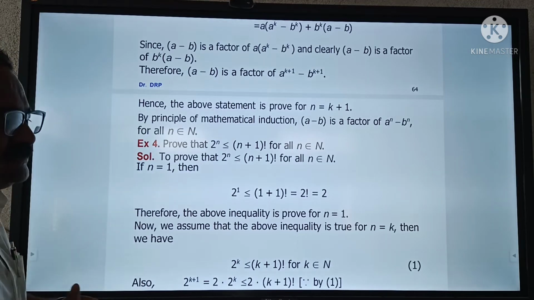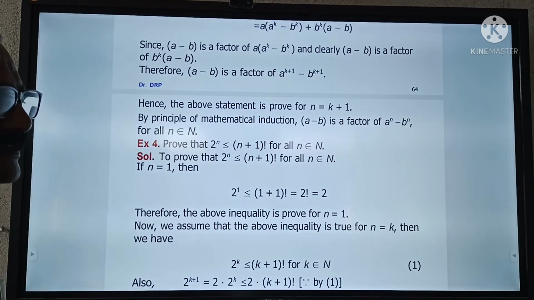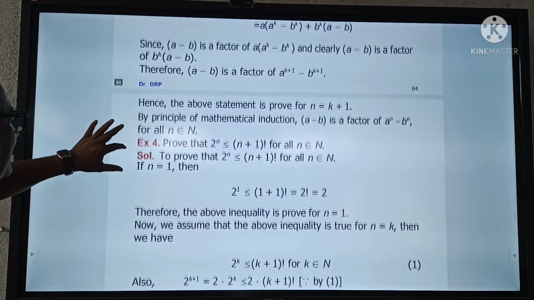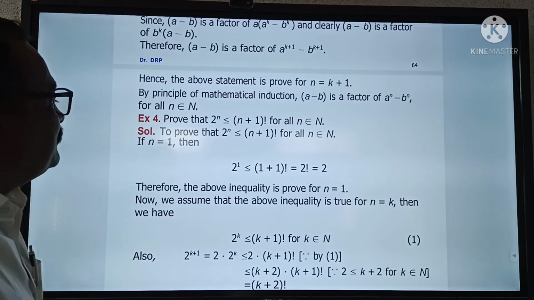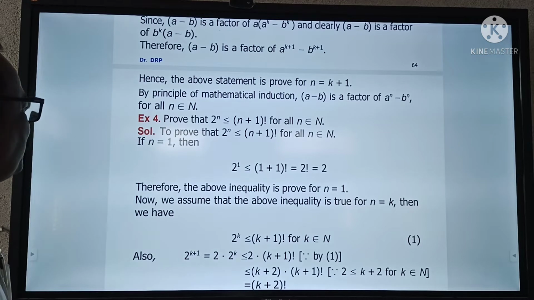The meaning of this example is also that is to prove that a minus b divides a raised to n minus b raised to n. Same example there. Now prove that 2 raised to n is less than or equal to n plus 1 factorial for all n belongs to N. So how to prove it?